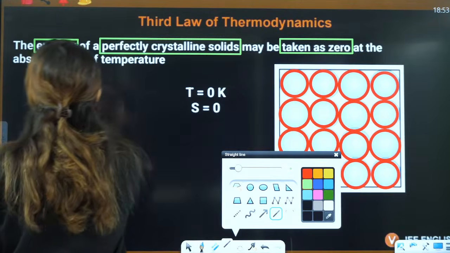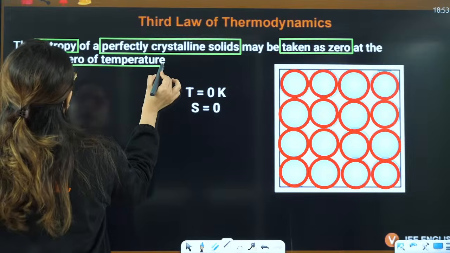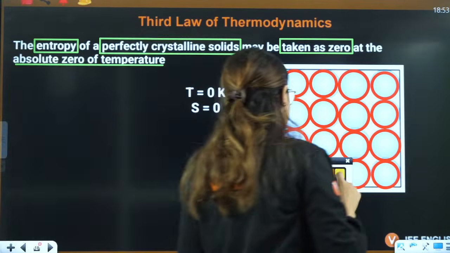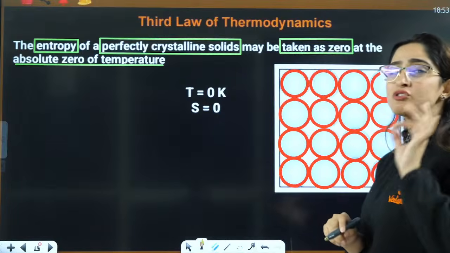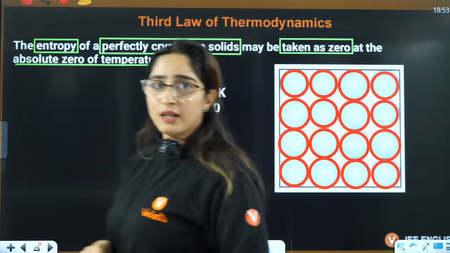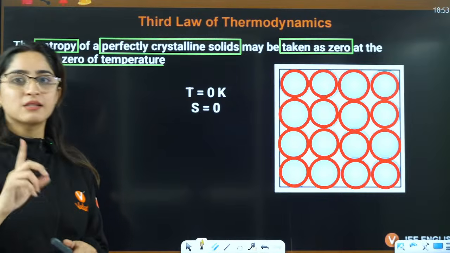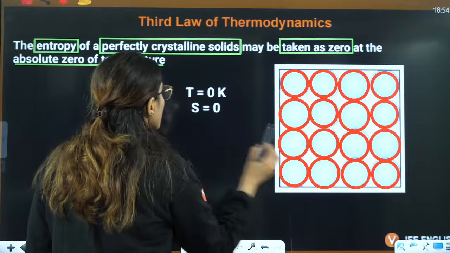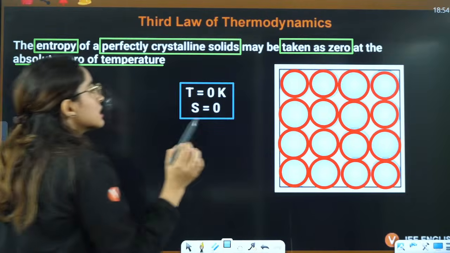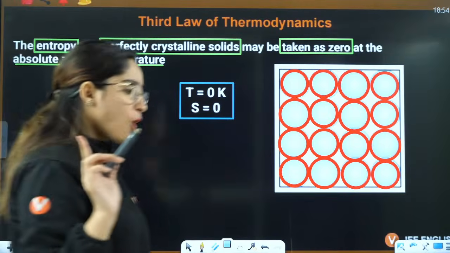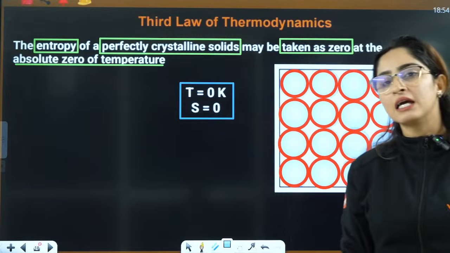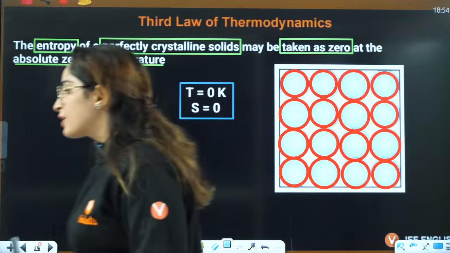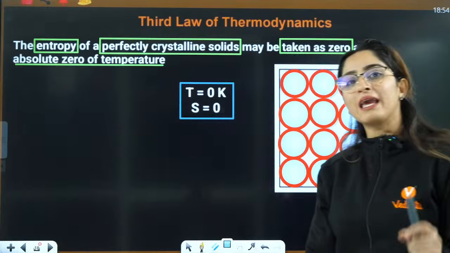At which temperature? At the absolute 0 of temperature. That means absolute 0 is 0 Kelvin. That is not in degrees Celsius, that is in Kelvin. Right? When the temperature is 0 Kelvin, then the entropy is going to be 0.